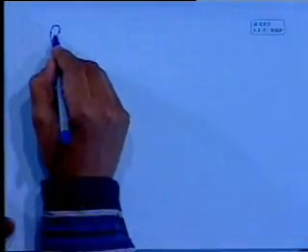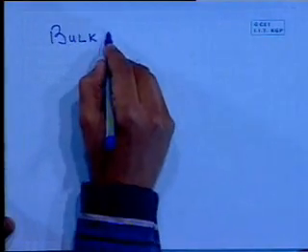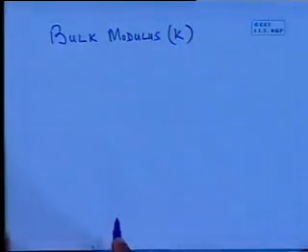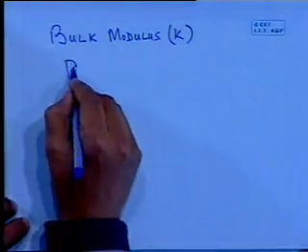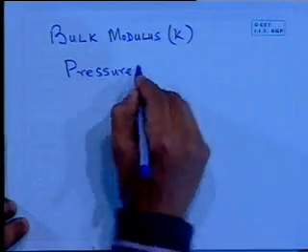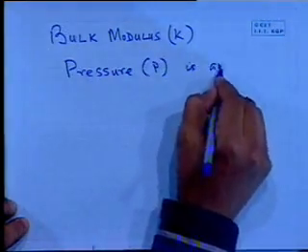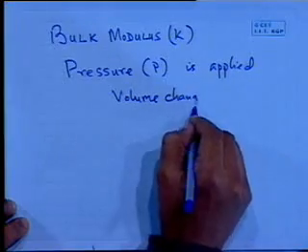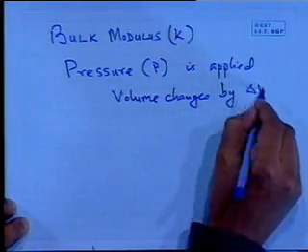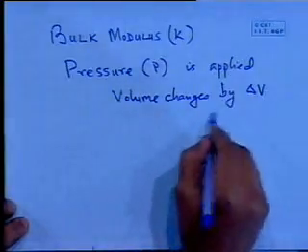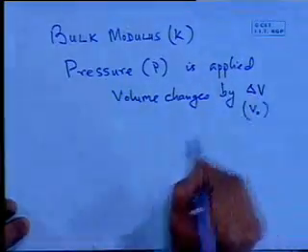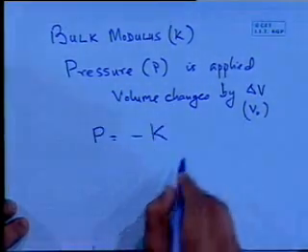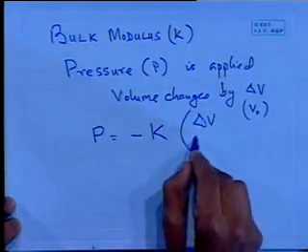Another property are the moduli, bulk and elastic moduli. I'll deal with bulk modulus here, which we call K. When we apply a pressure P to the material, volume changes by delta V from its original volume, which was V naught. Okay? So we express that change in terms of this equation. P is equal to minus K delta V by V naught.